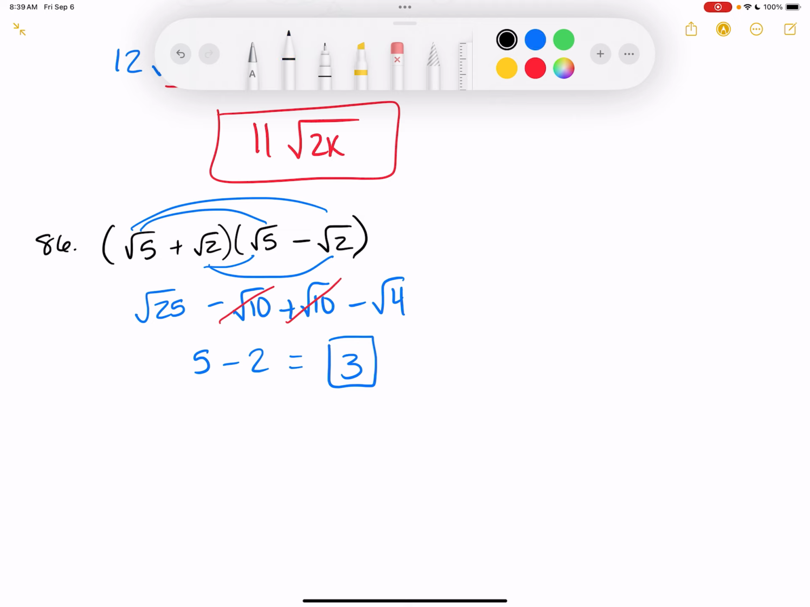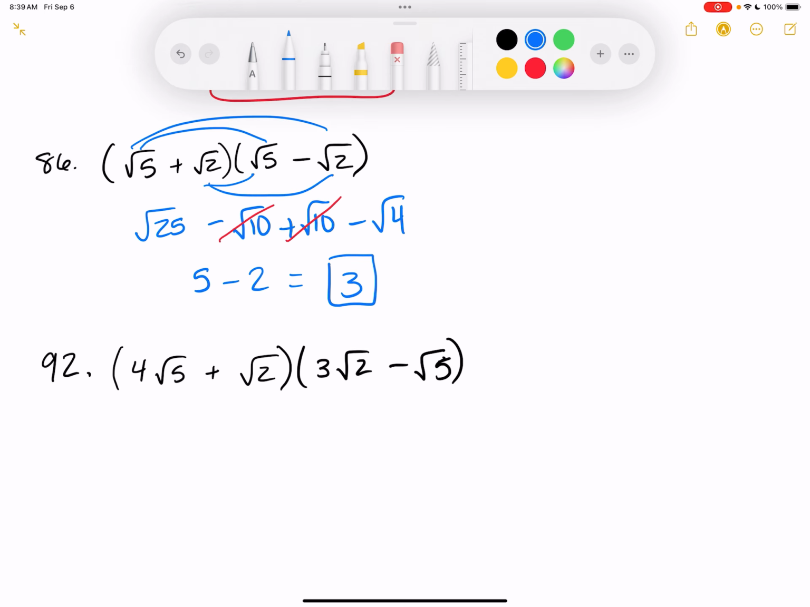Now, if there's one that is still foiling but not a special type, like this, 4 square root of 5 plus the square root of 2 times 3 square root of 2 minus the square root of 5. I'm going to be foiling this one as well. So 4 root 5 times 3 root 2, what would that be? 12 root 10. Yep, 12 root 10. So we multiply what's outside and then the stuff that's inside.